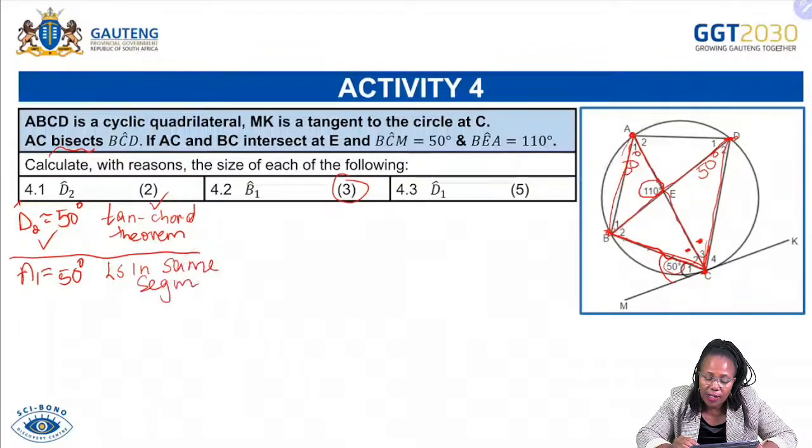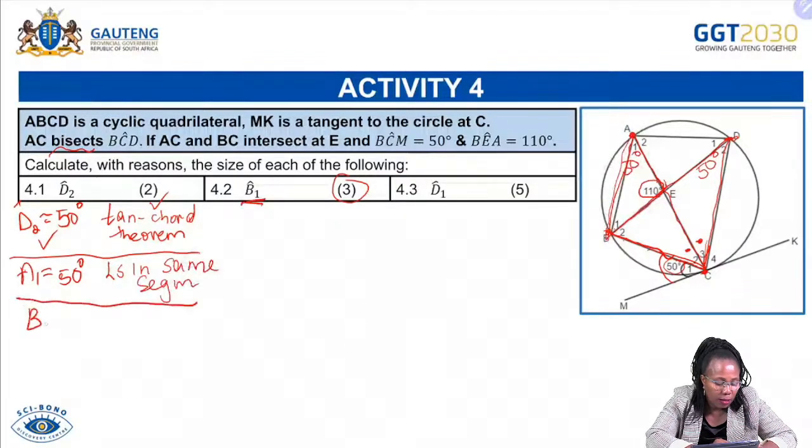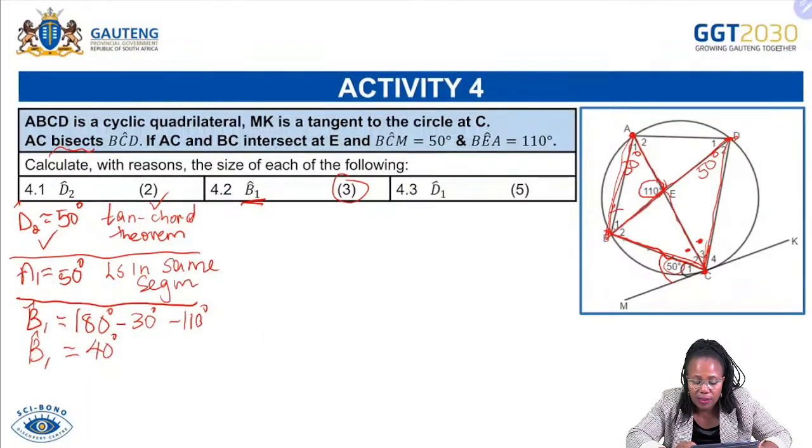And then in triangle ABE, remember we are looking for B1. In triangle ABE, sum of angles of a triangle, angle B1 will be 180. We subtract the other angles in there. We minus 30 degrees, we minus 110. Then we'll be left with B1. 110 plus 30 is 140 … 180 minus 140 is 40 degrees. Therefore, B1 will be how much? 40 degrees.